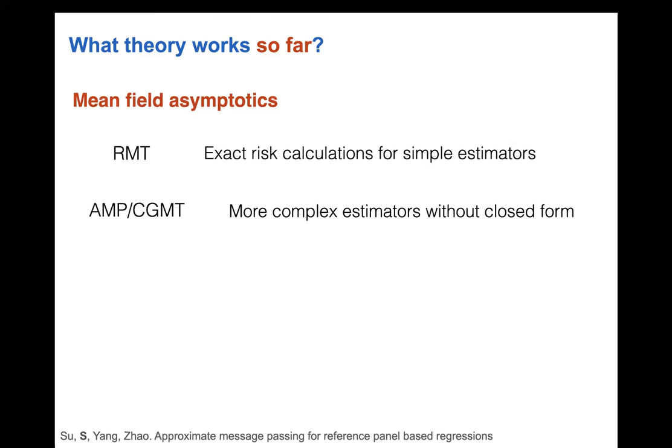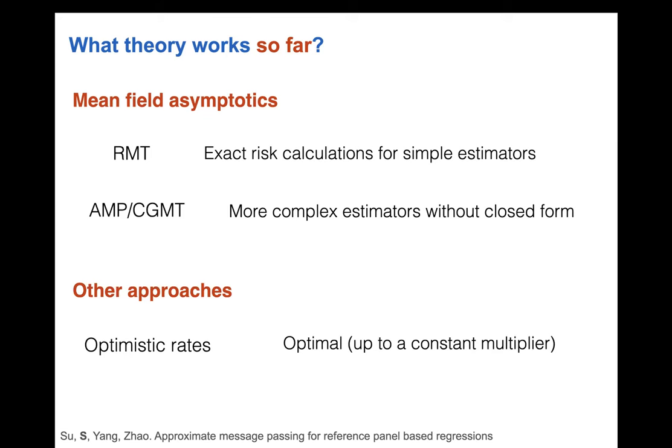Other tools are called approximate message passing, and also the convex Gaussian min-max theorem. They can analyze slightly more complex estimators, but still very restricted. Most of the cases they are restricted to, for example, analyzing L1-type regularized estimators. But they can also deliver exactly the same results for simple estimators where RMT can analyze. So it actually gives you exactly the same results as RMT does.